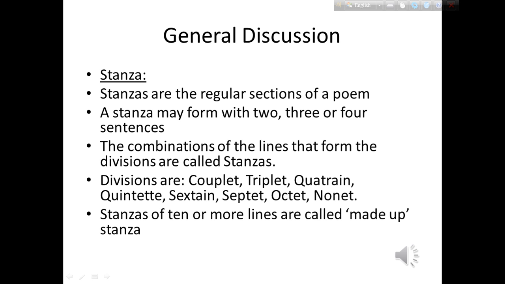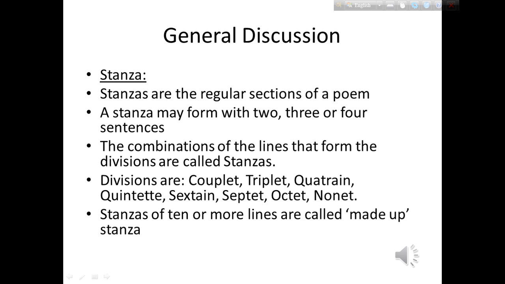Now comes quintet. Groups of five verses rhyming in various combinations are called quintets. Now sextet, it is a stanza of 6 lines which is called a sextet. Now septet, and you have to keep in mind, we are going to give some information about septet.